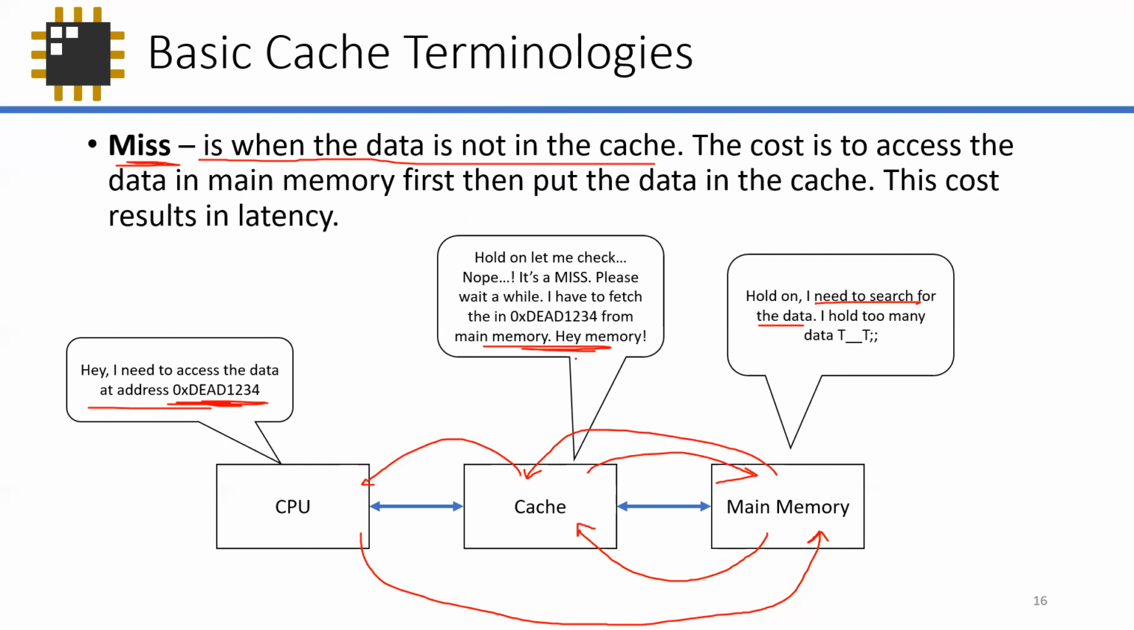And take note, it's a miss if I don't find it in my cache. The cache has the penalty to ask the main memory first. The main memory sends it to the cache, and then the cache brings it back to the CPU. That's it. So hit and miss. Very basic concepts, very useful to understand caches.